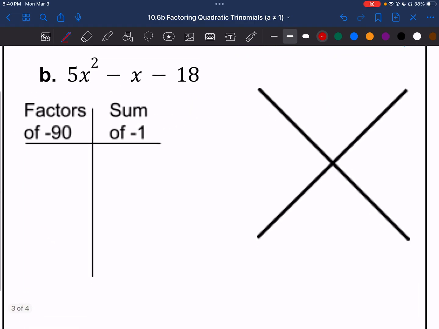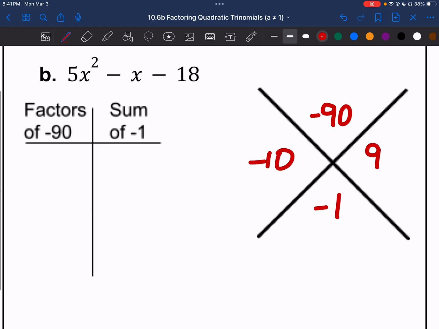Now, letter B, 5x squared minus x minus 18. So I'm looking for 5 times 18, which is going to be negative 90. So what factors of negative 90 add up to negative 1? When I figure those out, it's negative 10 and positive 9. So we write 5x squared minus 10x plus 9x minus 18.